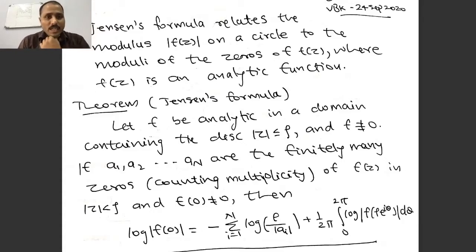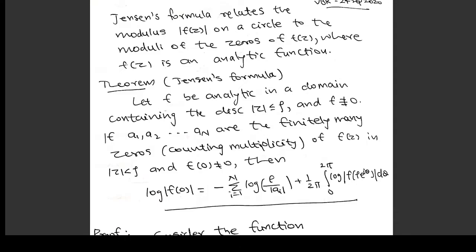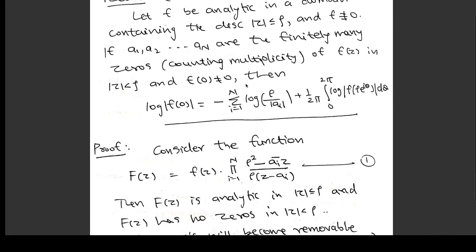So in this class we will prove Jensen's formula and Hadamard's theorem. The consequences of these results will be discussed later. Jensen's formula relates the modulus of a function on a circle and the moduli of the zeros of f(z). Of course, we are considering analytic functions. So let us go to the statement.